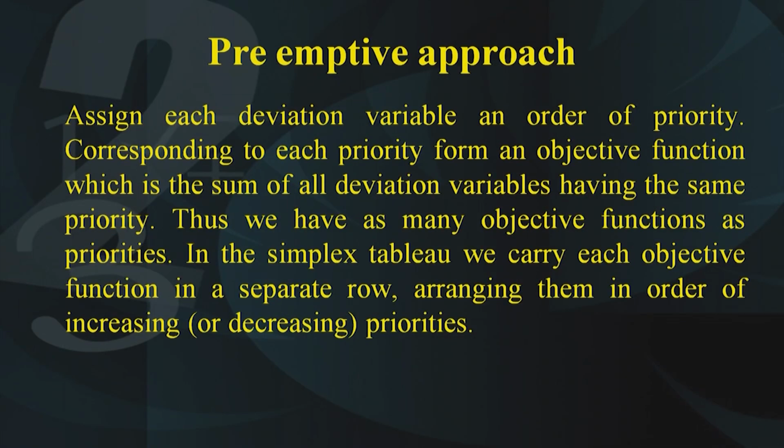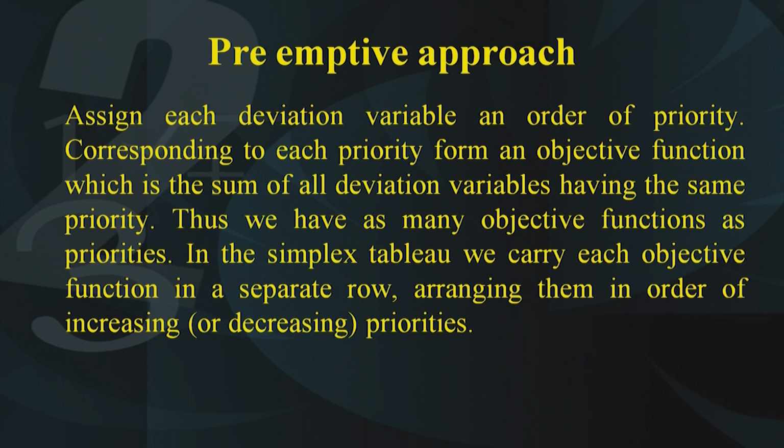Next we have the pre-emptive method. Here in this method we assign each deviation variable an order of priority. That is, we want to say that each variable should be given different priority depending upon the user. Corresponding to each priority, form an objective function which is the sum of all the deviation variables having the same priority. Then we have as many objective functions as priorities.